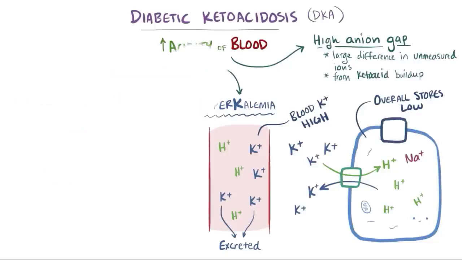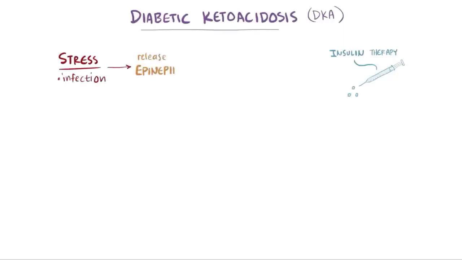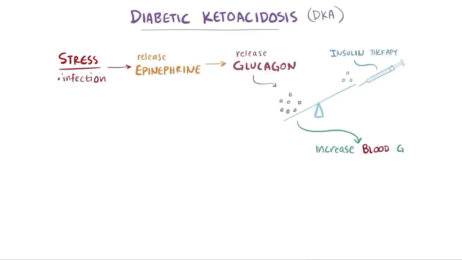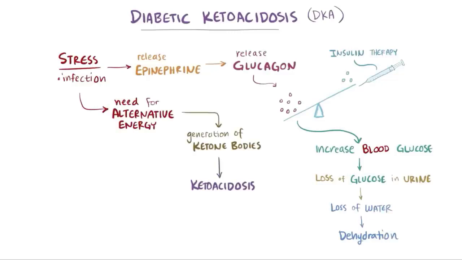Diabetic ketoacidosis can happen even in people who've already been diagnosed with diabetes and currently have some sort of insulin therapy. In states of stress, like an infection, the body releases epinephrine, which in turn stimulates the release of glucagon. Too much glucagon can tip the delicate hormonal balance of glucagon and insulin in favor of elevating blood sugars and can lead to a cascade of events we just described: increased glucose in the blood, loss of glucose in the urine, loss of water, dehydration, and in parallel, a need for alternative energy, generation of ketone bodies, and ketoacidosis.